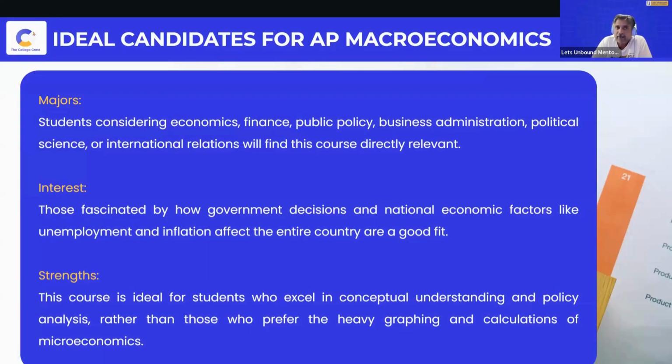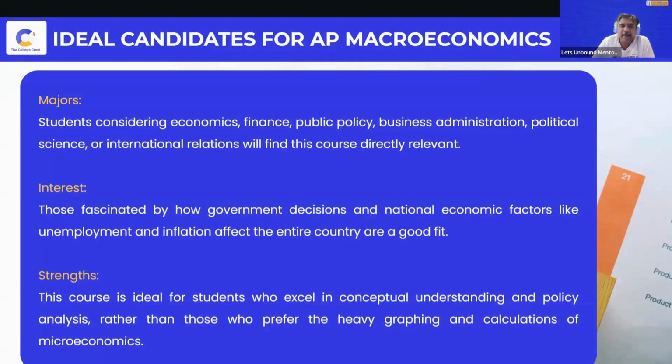Interest, so those fascinated by how governments take their decisions and how national economic factors like unemployment and inflation affect an entire country. Okay, if you're actually interested in those macro concepts, unemployment, GDP, real GDP, growth in GDP, etc., this is a very good course once again from a knowledge point of view that you want to acquire.